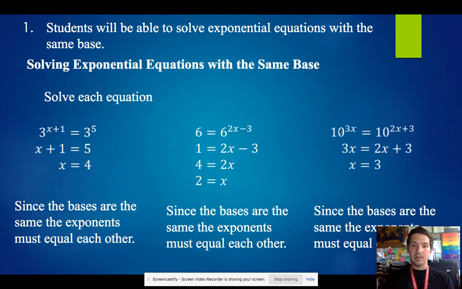You also might see something like this, where 2 to the 3x equals 2 to the 2x plus 3. We're going to pull out those exponent pieces and set them equal to each other. So 3x equals 2x plus 3. Linear equations, subtract 2x on both sides. So now you're doing 3x minus 2x, and x is going to be 3.